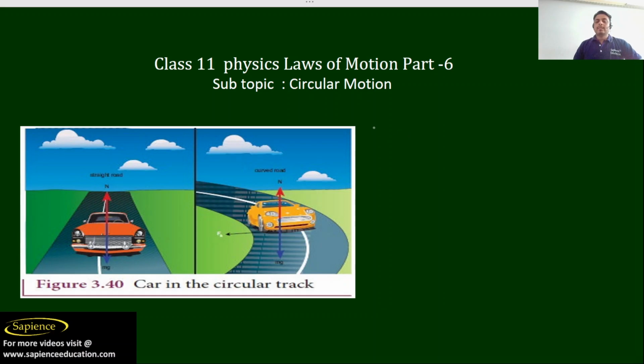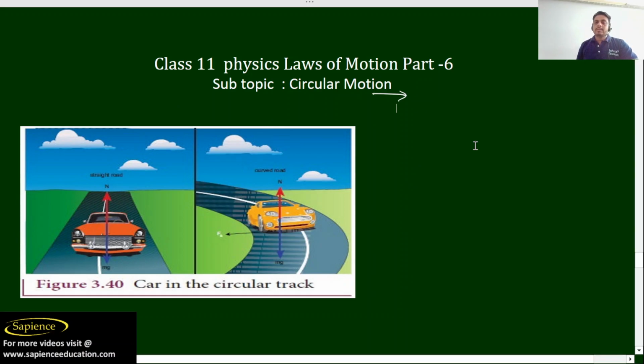So today I want to discuss circular motion, which is a part of motion. I will discuss how circular motion happens and what the forces acting on circular motion are, and I will also discuss the applications of circular motion. I hope you will enjoy this session.